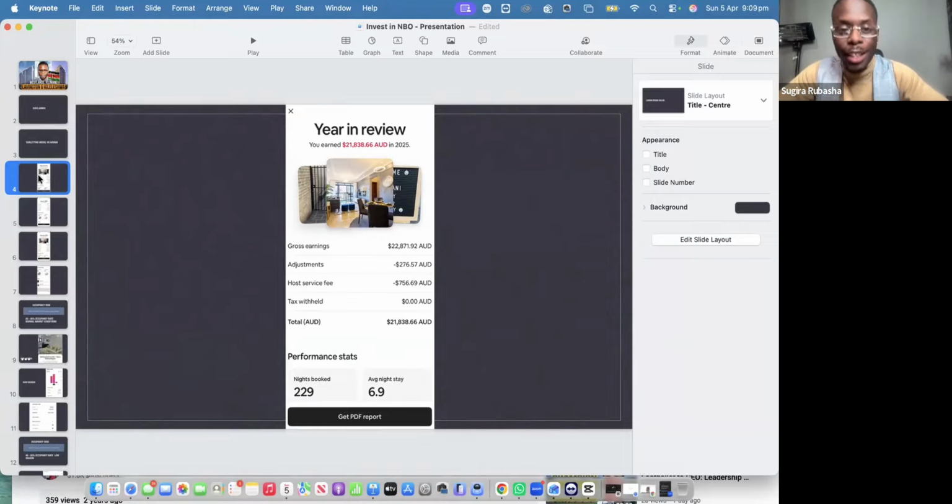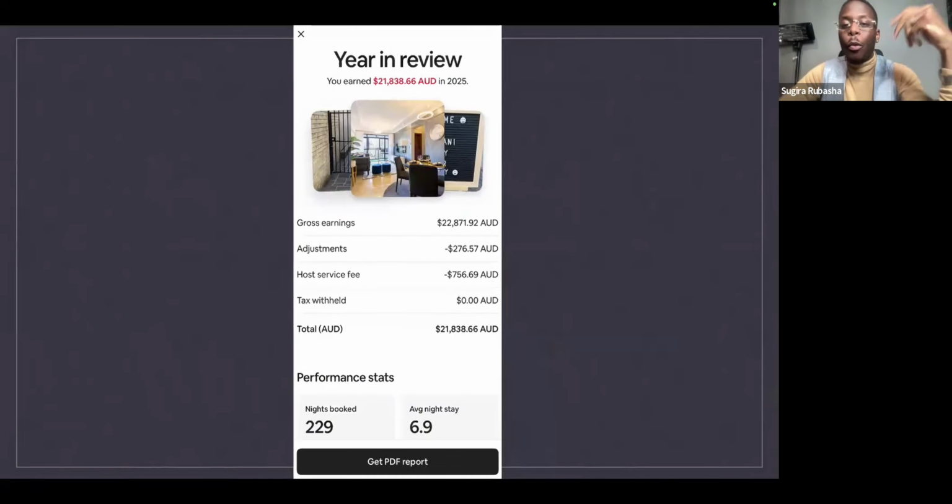What does that feel like, guys? What does that feel like? And that is what's possible. And I'm going to show you also why Kenya is such a powerful model right now. So this is what you can see here through Airbnb.